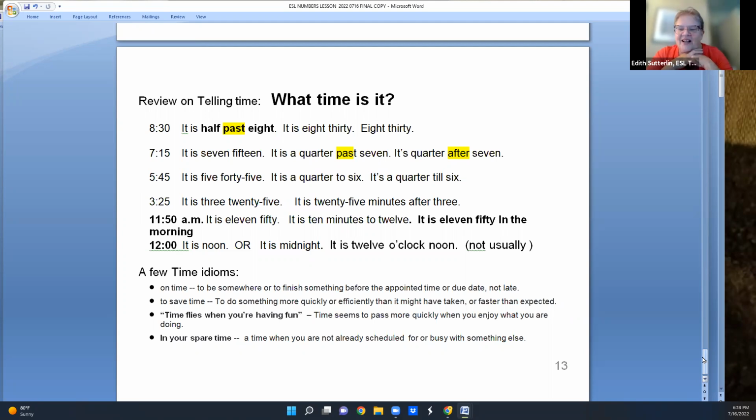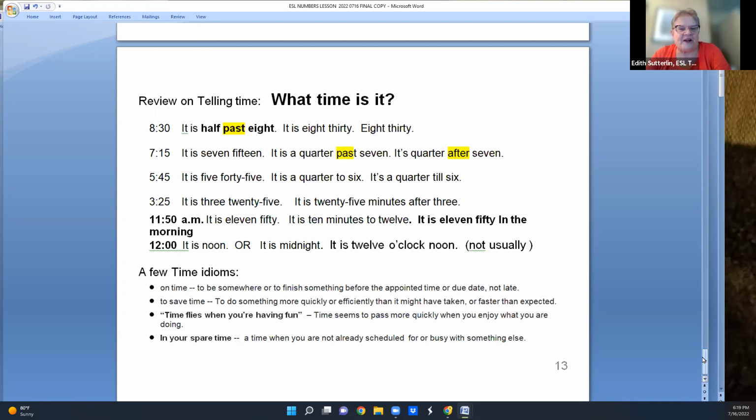Time flies when you're having fun. That expression is a very old saying that means time seems to pass more quickly when you enjoy what you're doing. So if you're playing a game or out in the garden watching the butterflies, time may pass very quickly. If you are inside and cleaning, or maybe you're doing homework, time seems to go more slowly because it's not as enjoyable or fun of a thing to do.